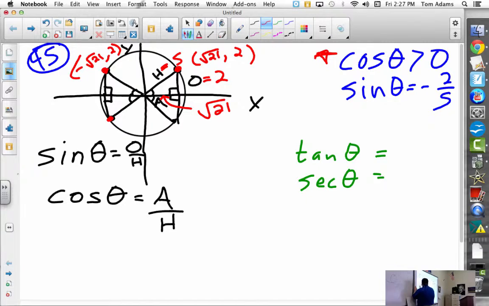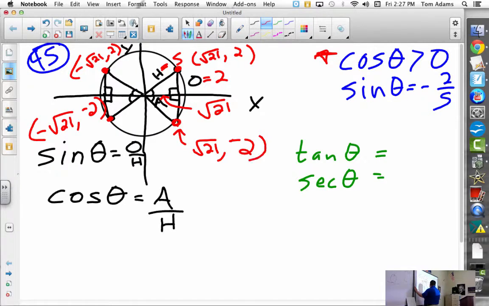This one here would be what? Negative square root of 21, negative 2. And then lastly, this point here: square root of 21, comma, negative 2.